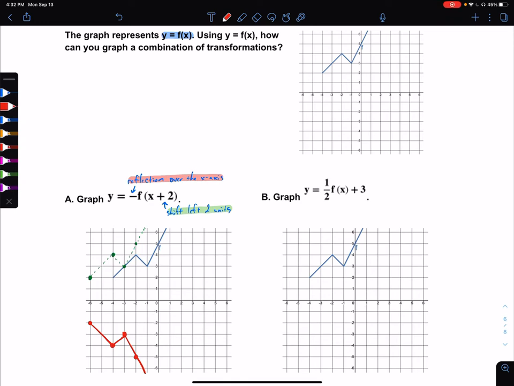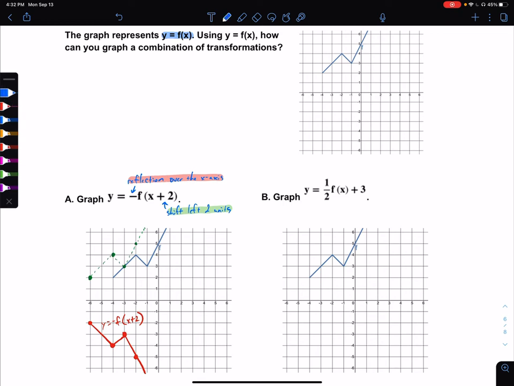Just try to make sure that you make it pretty accurate. We're drawing by hand, it's not going to be perfect, but this would be my final answer. So this would be y is equal to negative f of x plus 2. It shows a shift left 2 units, that would be the green, and then a reflection over the x-axis, which we showed in red.